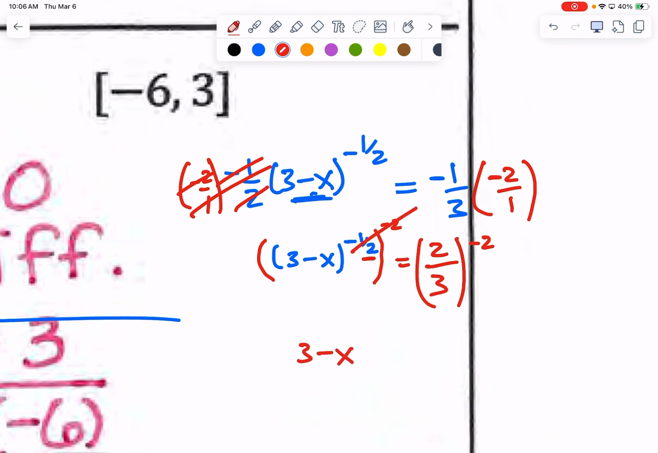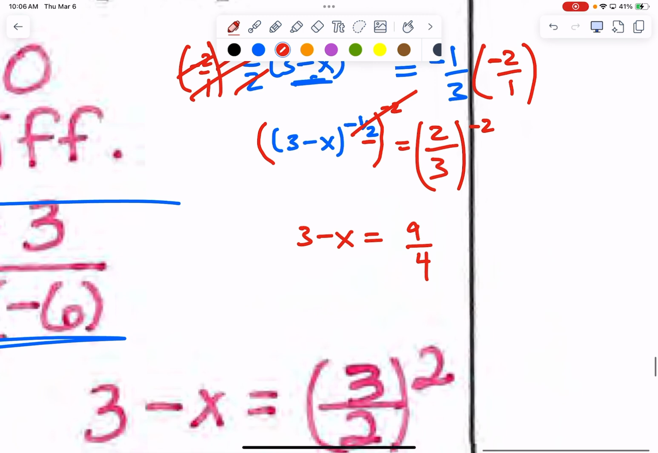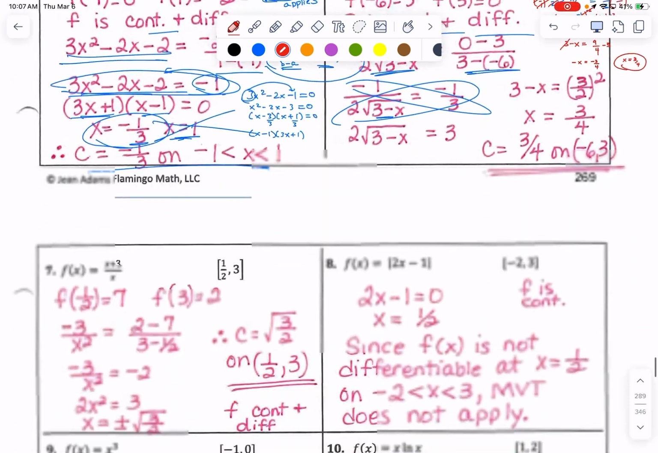So now I'm left with 3 minus x equals, well, can I square the 2/3? What happens when you square 2/3? 4/9? Yeah. And then what's the negative exponent tell you to do? 9/4. Flip it. I think that's way easier. Then subtract the 3. I can't help you if you can't subtract 3 from 9/4. I can find a common denominator in my head. How about you? 12/4, thank you. So you get negative x is equal to 9/4 minus 12/4, which is negative 3/4, and then just drop the negative. So x equals what? Is that in my interval? Yes, it is. Good algebra stuff here.